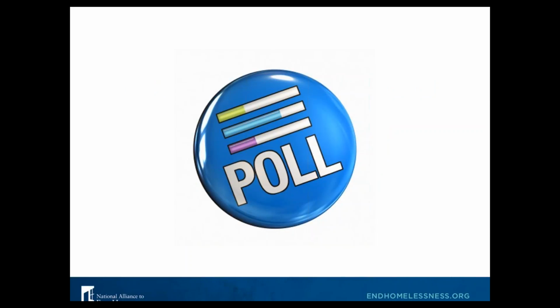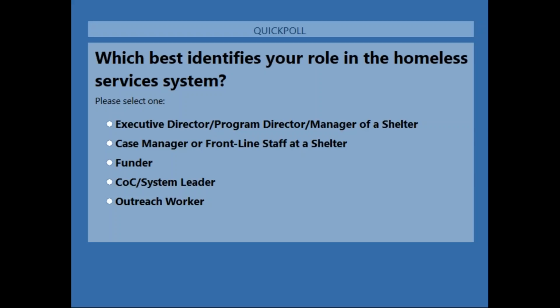Before we do that, I just wanted to start off with a poll to get a sense of who's here today. This poll is going to launch right now, and hopefully you all are seeing the poll. It is asking what best identifies your role in the homeless service system. Are you an executive director or program manager? That's the first one. Case manager, frontline staff at a shelter, a funder, a COC or system leader, or an outreach worker?